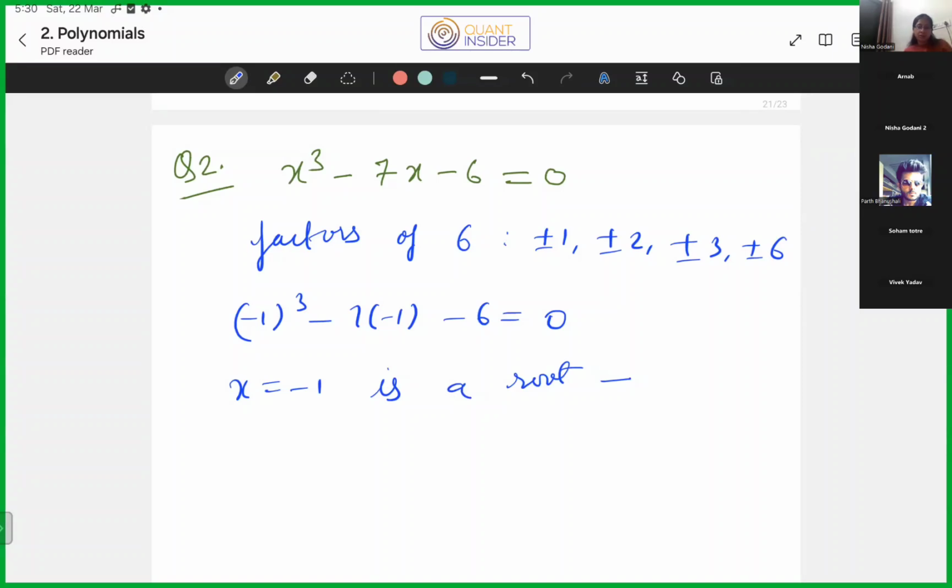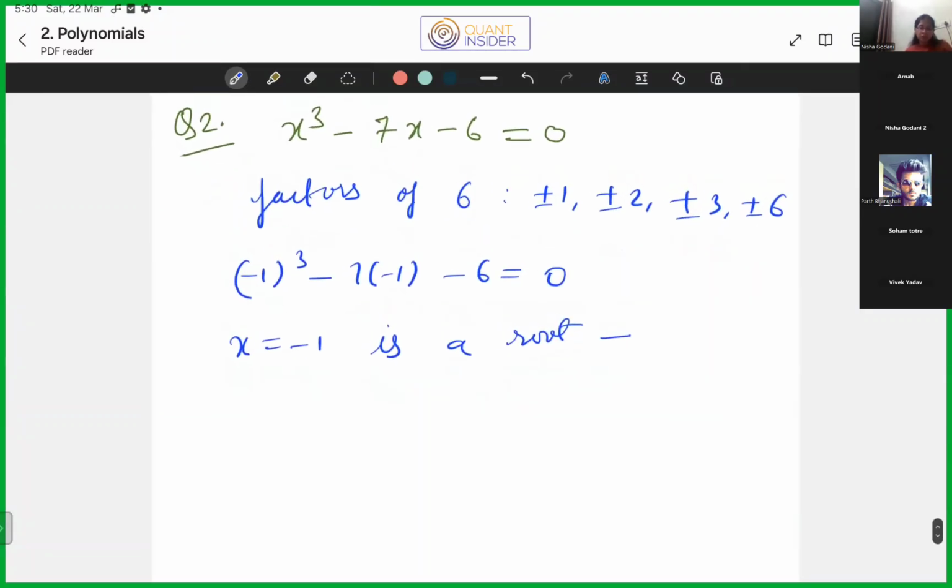Now what to do? When you apply the synthetic division method, what coefficients will you write? Type the coefficients in the chat box. What are the coefficients you will write? 1, minus 7, minus 6? No. That is why I have taken this question. Keep in mind, you have to write the coefficients of each and every term. Yes, Jolly is saying yes.